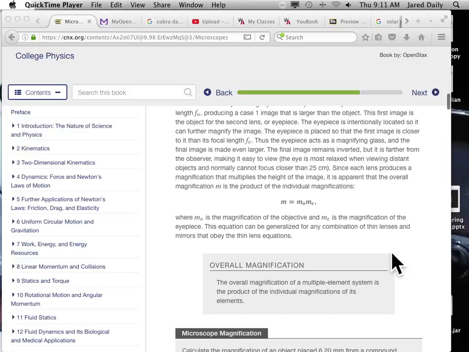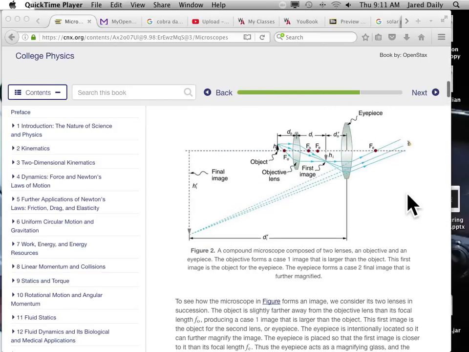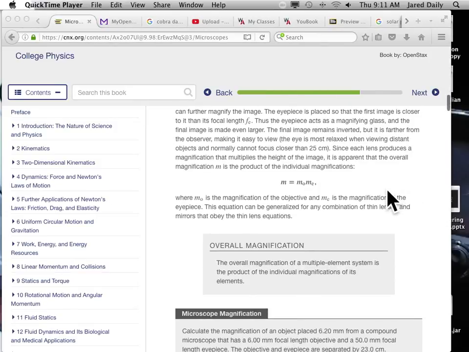Now, the overall magnification of a configuration like this, where you have two focusing lenses in a microscope, is equal to the magnification of the objective and the magnification of the eyepiece multiplied together. So you're going to get one magnification from the first equation, another magnification from the second equation, multiply those together, and that's what you get.